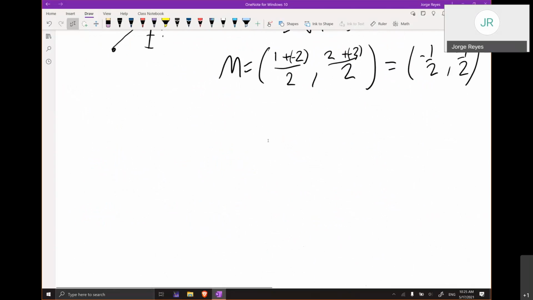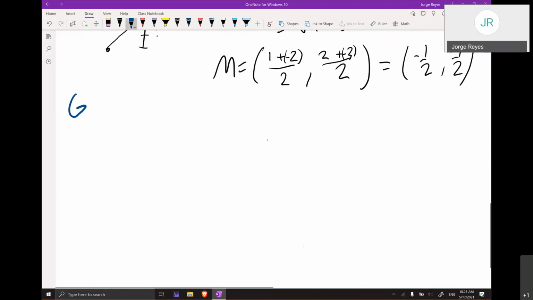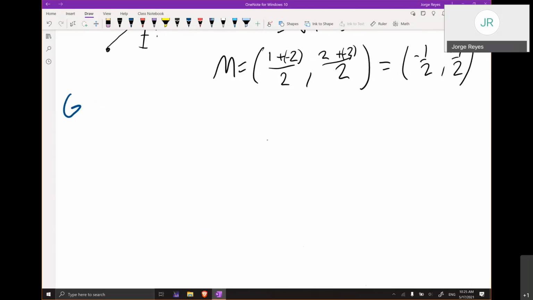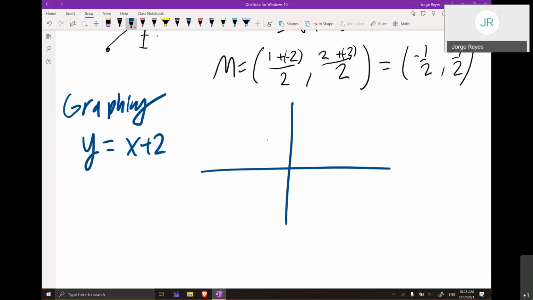Next, I'm going to go through this part quickly because I don't really like how your book does it. Your book introduces graphing, but we're actually going to learn to graph lines in the next section and other things much later on. But what your book wants to teach you is the backup plan.